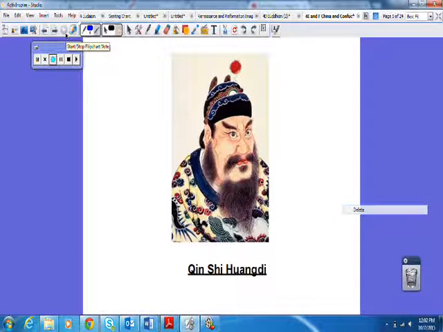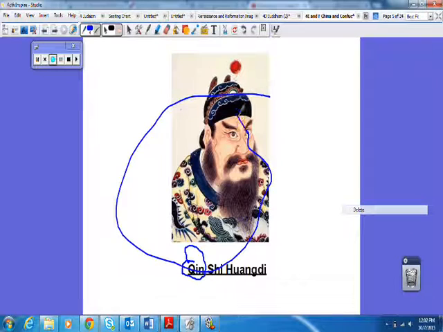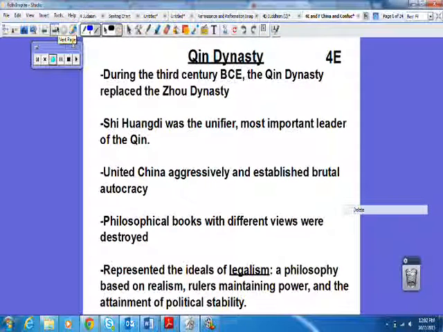And it was created by this guy named Shi Huangdi. Qin Shi Huangdi. So emperor of the Qin dynasty. He looks like a pretty angry guy, right? Very angry guy. And he is an angry guy, and we're going to talk about why. So, around 221 BCE, the Qin dynasty will replace the Zhou dynasty.